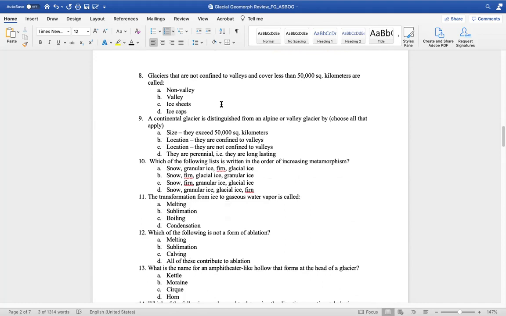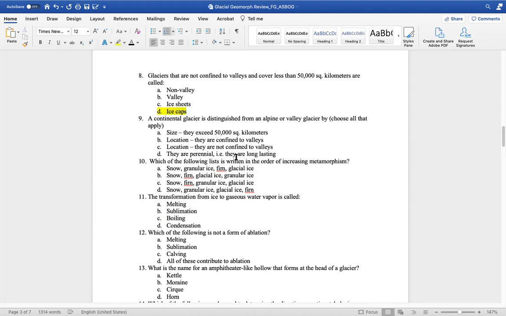All right. And it looks like that's important for this next question. So glaciers that are not confined to valleys and cover less than 50,000 square kilometers are called what? So I guess pause. Do you remember what I just said about which is smaller than 50,000? Well, non-valley, that's a trap answer. Valley, no, because it's not confined to the valley. And we're looking at the one that's smaller. So we're looking at ice caps.